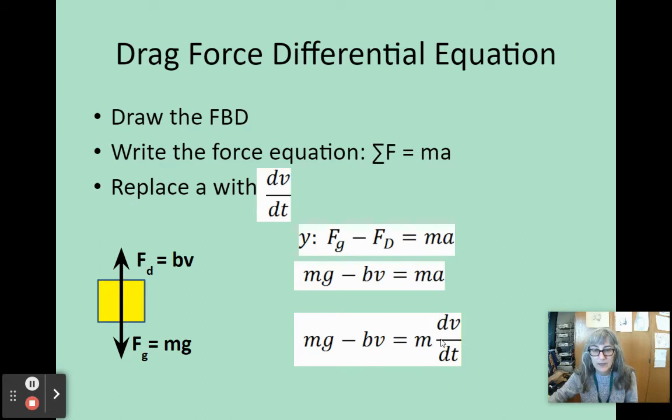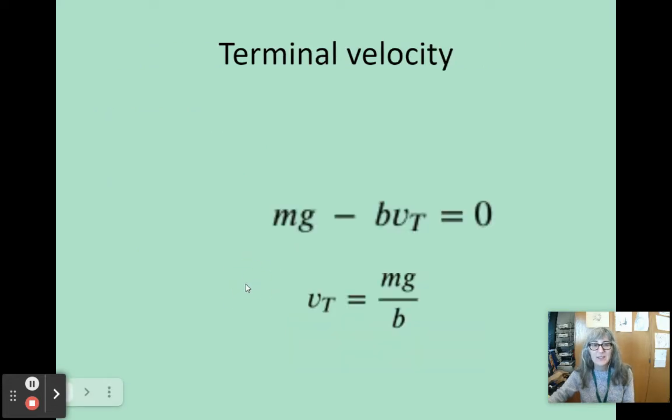People always think this is a lot harder than it is. About every third year or so, the AP folks will have you write a differential equation on a free response question for drag, and this is all you need to do. So you go ahead and you write the free body diagram, write your force equation, replace acceleration with dv/dt, and that's it. That's all you need to do to write that equation.